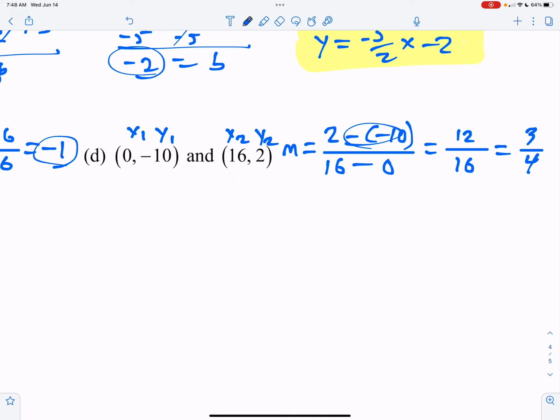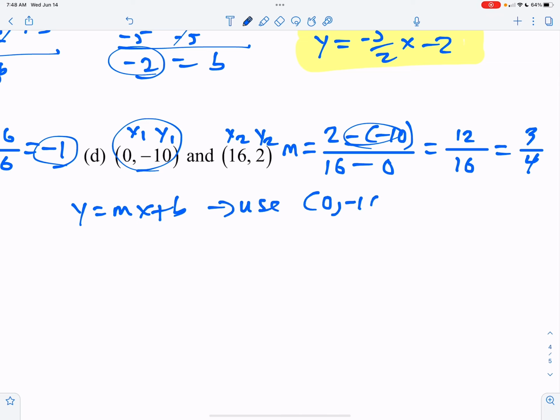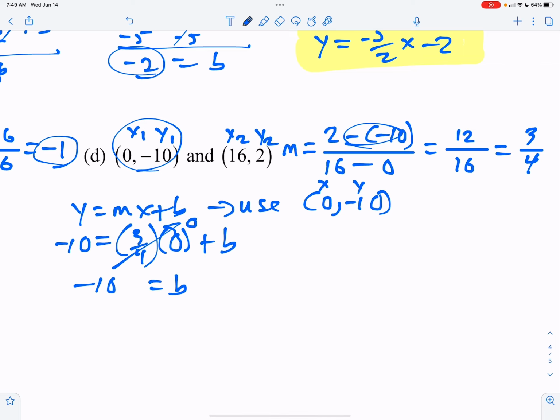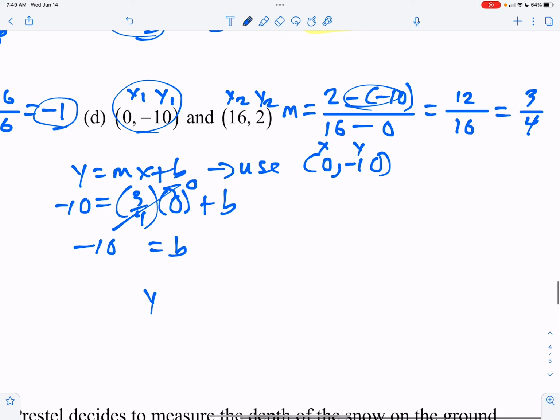I'm going to go ahead and use this one here this time. So y equals mx plus b. I'm going to use (0, negative 10) as my xy. So negative 10 is my y, equals my slope, 3/4, times my x, 0. This is going to be really nice. That cancels, meaning my y-intercept is negative 10. Y equals 3/4 x minus 10.